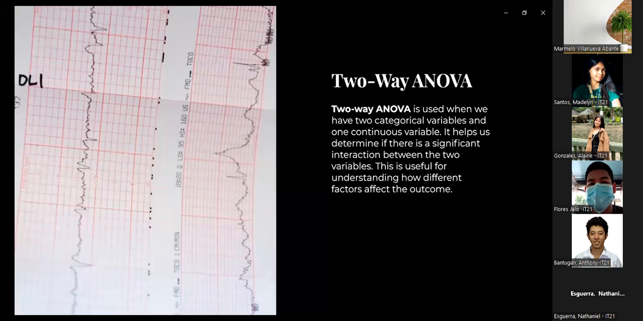Two-way ANOVA is used when we have two categorical variables and one continuous variable. It helps us determine if there is a significant interaction between the two variables. This is useful for understanding how different factors affect the outcome.